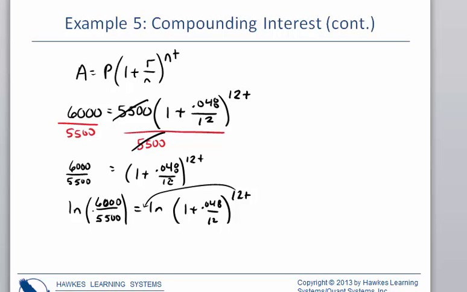Okay, so let's work on this a little bit. I am going to leave the left-hand side alone. And the reason that I'm not dividing the 6,000 by the 5,500 is that when I do that, I end up with this lengthy decimal, so I'm trying to avoid the rounding that I would have to do there. But on the other side, if I calculate what's inside this parenthesis, I don't get a long decimal. So I'm going to go ahead and do that, and I get 1.004. And we are moving that 12t down to the front, so let me do that as well.